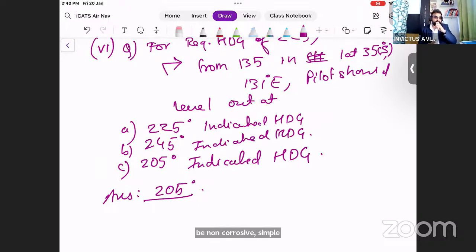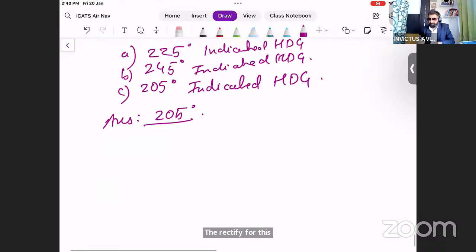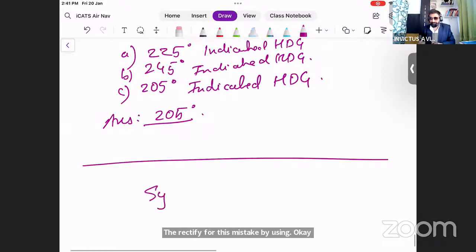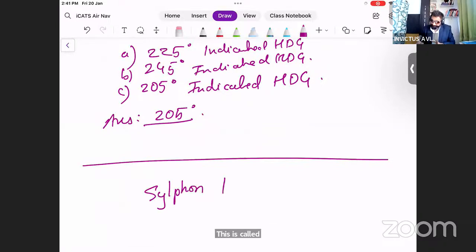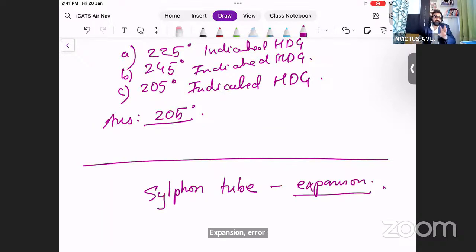There are two reasons why compass liquid will give us problems. One is when it would expand or contract unnecessarily. We rectify for this mistake by using a tube. This is called siphon tube. Expansion error. And by taking a good quality compass liquid with the points that I've just said, you will get a reference to read.